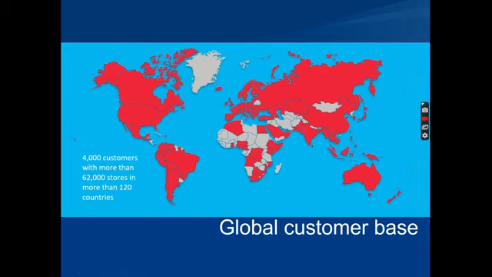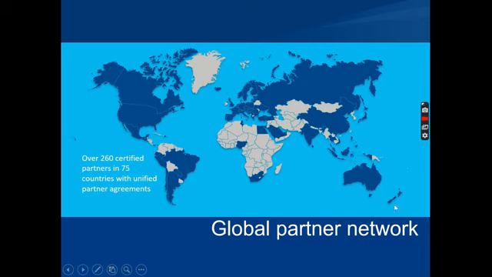They have around 4,000 customers around the world. There are more than 62,000 stores in more than 120 countries using their solution. And there are over 260 certified partners in 75 countries. Our company, EC Advance, is one of them. We are a Microsoft partner, and we are also an iOS Retail partner.